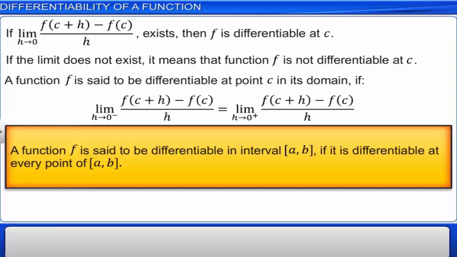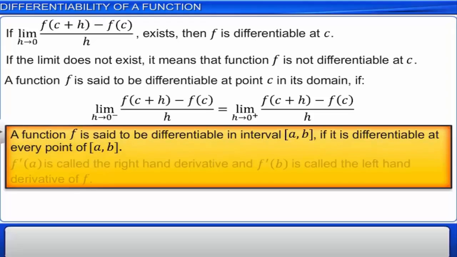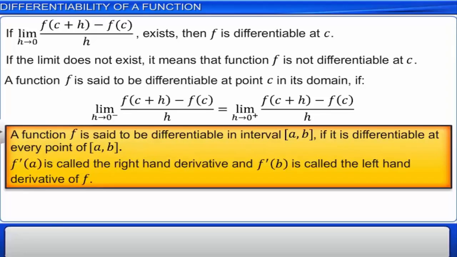The derivative of a function at point a is called the right-hand derivative, and the derivative at point b is called the left-hand derivative of the function. A function is said to be differentiable in open interval (a, b) if it is differentiable at every point of the interval.